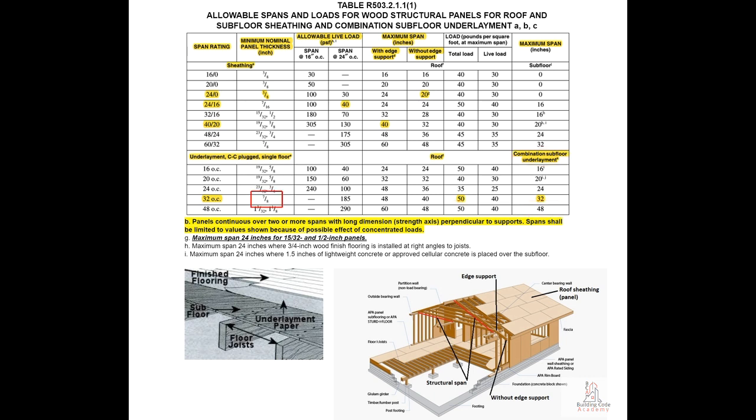7/8 inch minimum panel thickness for underlayment C-C plugged single floor with span rating 32 inches on center. Panels continuous over 2 or more spans with long dimension, strength axis perpendicular to supports. Spans shall be limited to values shown because of possible effect of concentrated loads. Maximum span 24 inches for 15/32 and 1/2 inch panels.